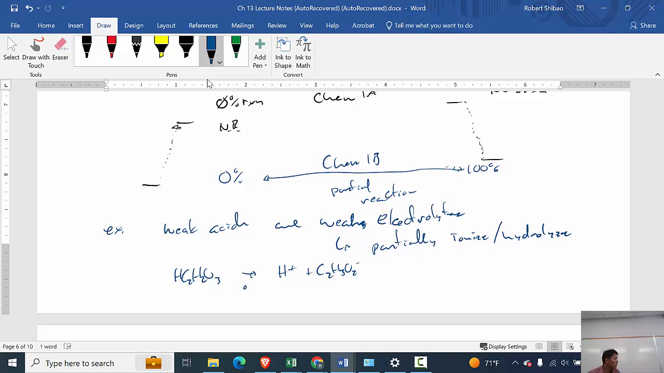So the question is what is the percent? Well, it's not 0%, and it's not 100%. The percentage is in between 0 and 100%. I've done this calculation before, and it's like 99.9% unreacted, so it's only 0.1% hydrolyzed or ionized. But how did I figure that out, and how do I get that number?